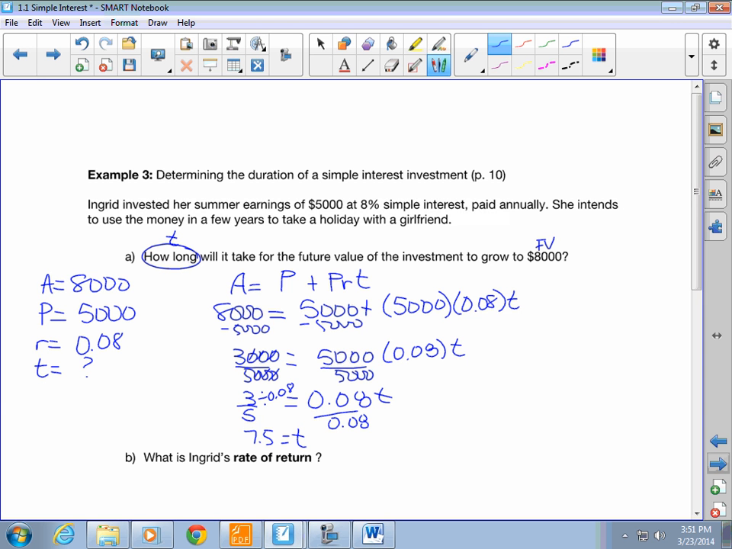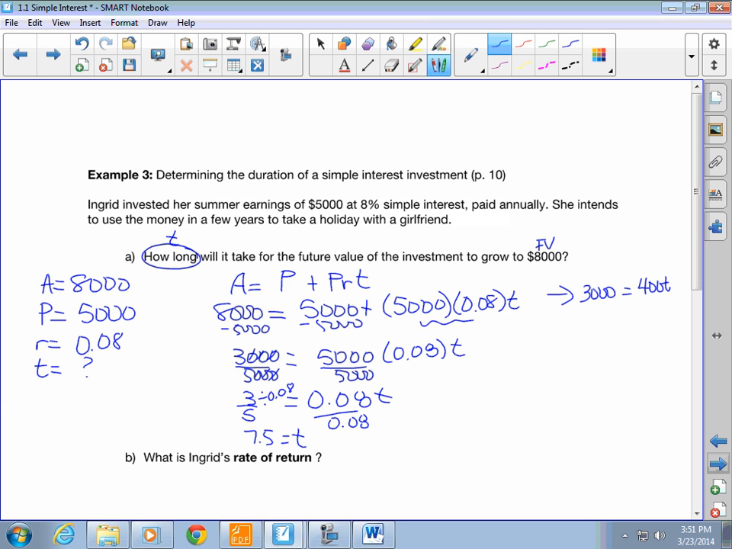The other way to have solved it, which actually would have been better, is if I had right here in this step multiplied this through. So when I move that over, I should have said that this is 3,000 is equal to 5,000 times 0.08 is 400.